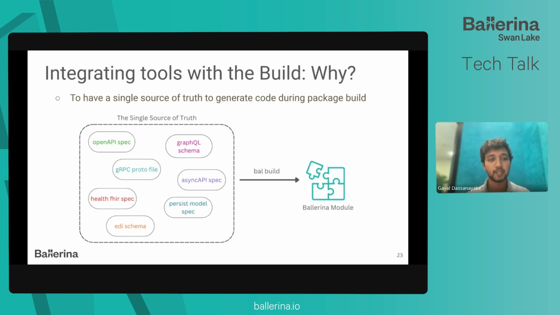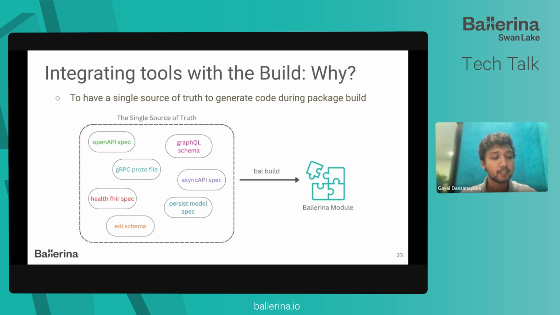So let me take an example. Let's say there is a third-party service which has an OpenAPI specification that is available. You can get this OpenAPI specification and generate a client for that using Ballerina, which is very easy. You can use the Ballerina OpenAPI tool, and you can generate the Ballerina client using that OpenAPI specification. So that is very easy, and that is already there. So that's not a problem.